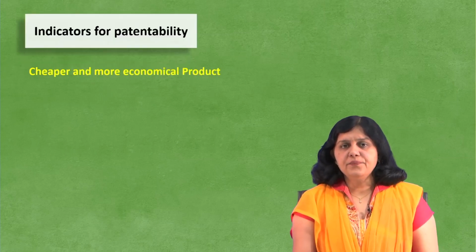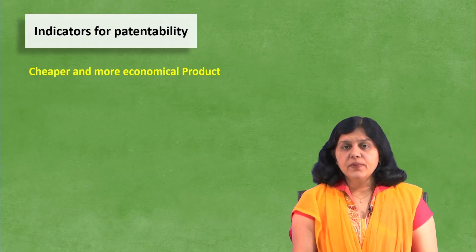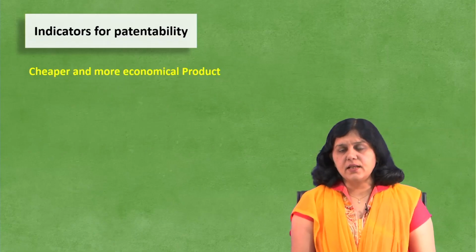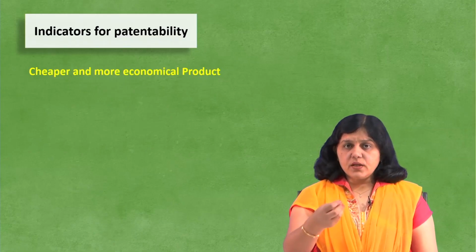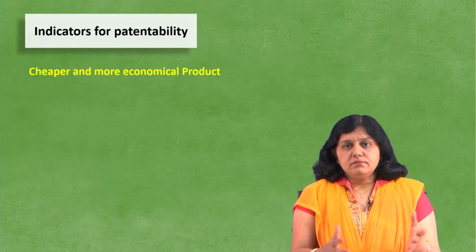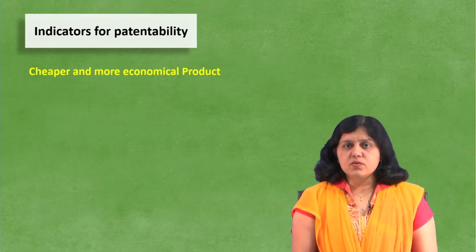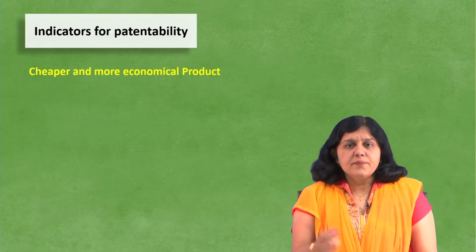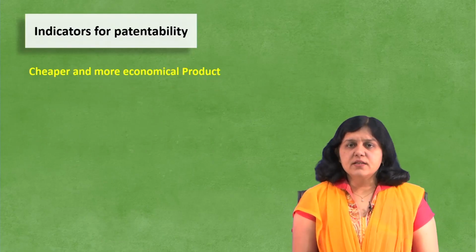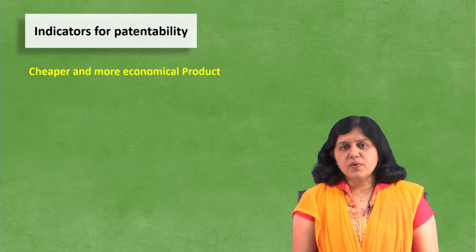The next is a cheaper and more economic product, and simplicity of a proposed technological solution. You can easily understand this. A product is already in the market, but it is made more economic. Suppose it is costing 100 rupees, now it is costing just 10 rupees, perfect. You can consider this for filing a patent. Then, simplicity of the proposed technology.